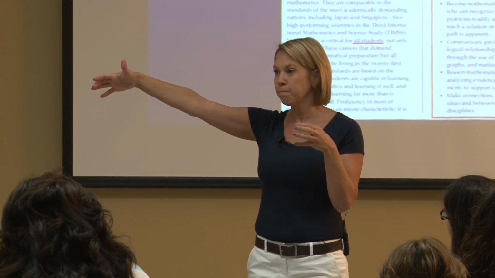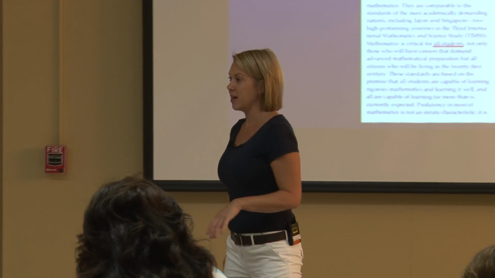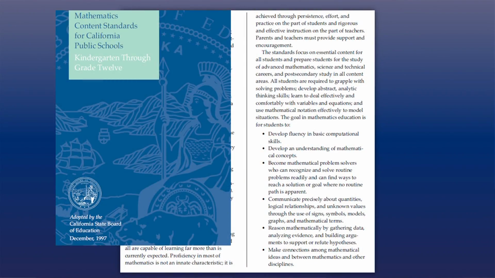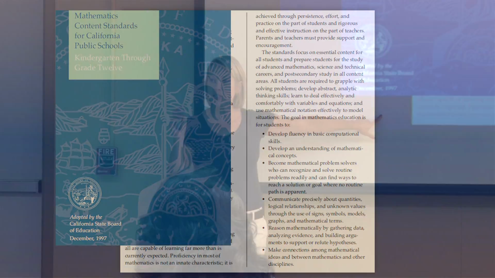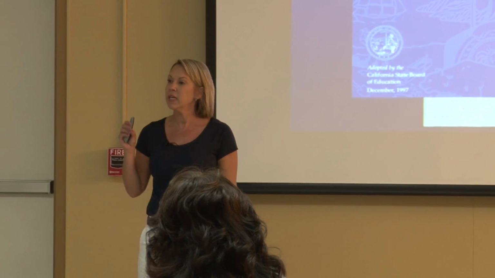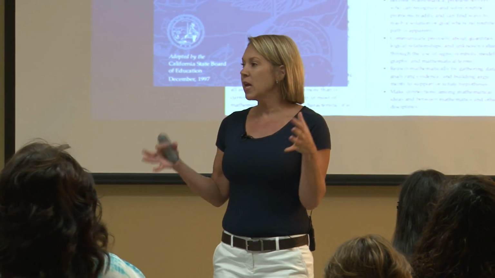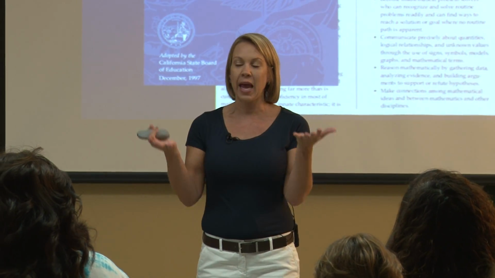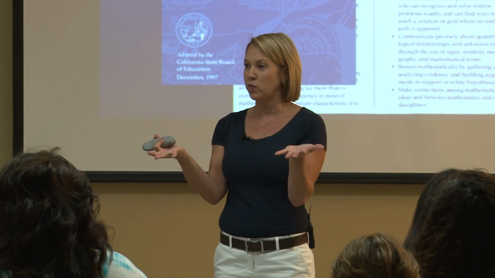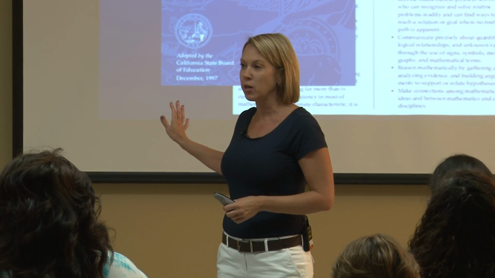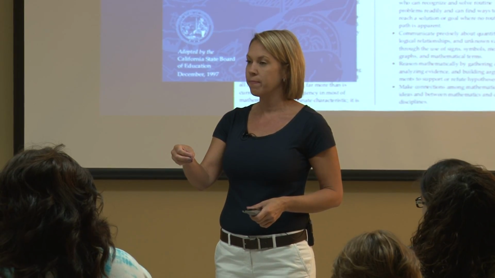Now, what's interesting for me is that this document is from the 1997 standards. This is not Common Core. These are when California first adopted standards in 1997 as a result of a research study and the publishing of A Nation at Risk. California and all of the other states said we have to have common expectations for our students. This is the document that California published at that time.